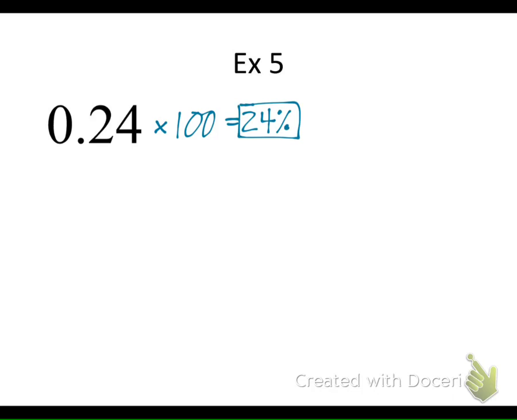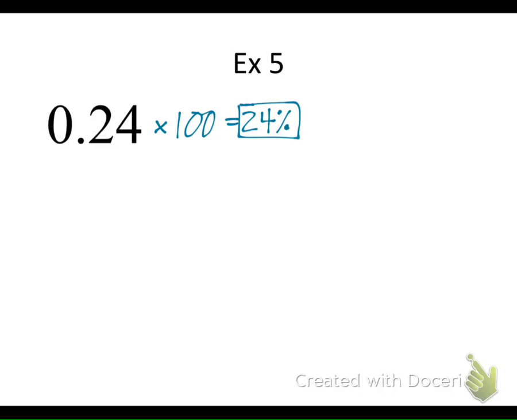And remember, because percent means out of 100, this is 24 out of 100. That's kind of comparable. Where do you hear cent? In money. So there's 100 cents in a dollar, right? So 1 cent is 1 out of 100. So this is exactly like 24 out of 100.